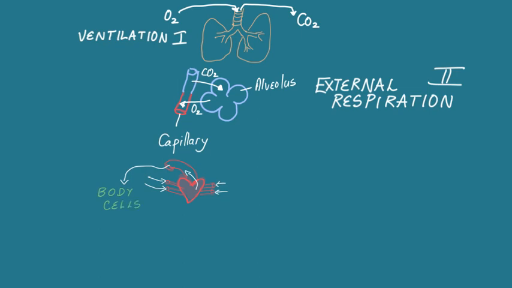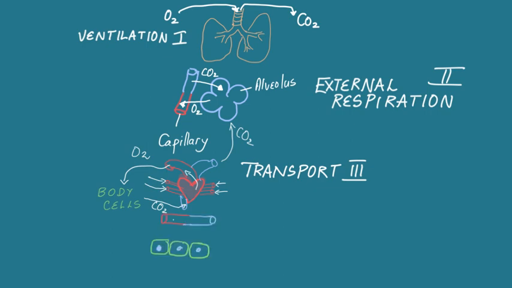In the body cells, carbon dioxide is formed, and so carbon dioxide is released from the body cells and it can be transported back to the lungs, first via the veins, systemic veins that take it to the heart, and then the pulmonary trunk that takes it to the alveolus. We call this stage transport. Oxygen is using systemic arteries to transport itself to the body cells, and carbon dioxide is using the systemic veins.